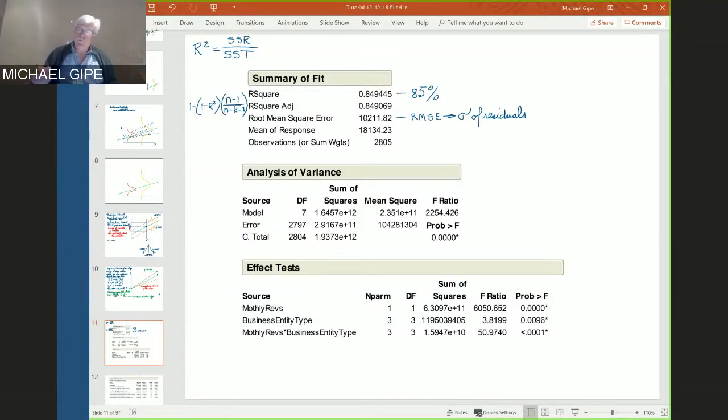And then the mean of response. What's the response? Well, the response is just the Y value. And the mean is Y bar. It's the average of all of the Y values in our sample data. And of course, remember that we use that average to calculate the sum of squared total, sum of squared regression, sum of squared errors, etc. Then finally, we've got the observations or sum weights, and that's 2805, and this is just n. How many observations within our sample?